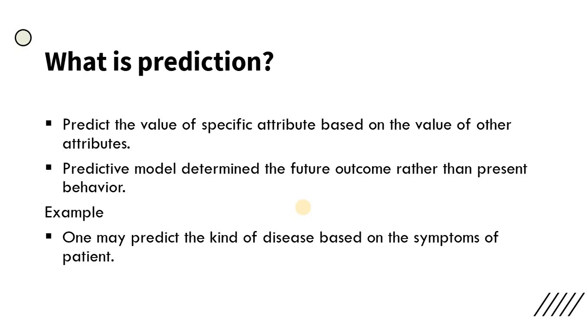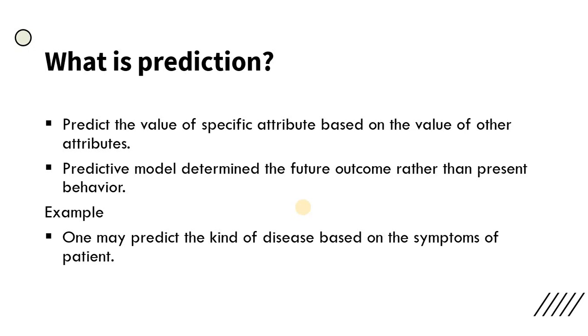In classification, we are not predicting the future, we are predicting just a class label, that this product is in which category, while in prediction we are predicting future values. So predict the value of a specific attribute based on the value of other attributes.